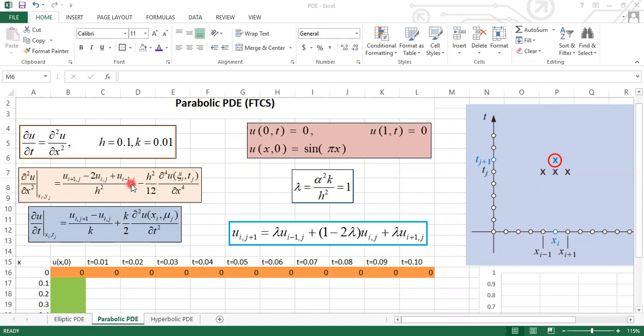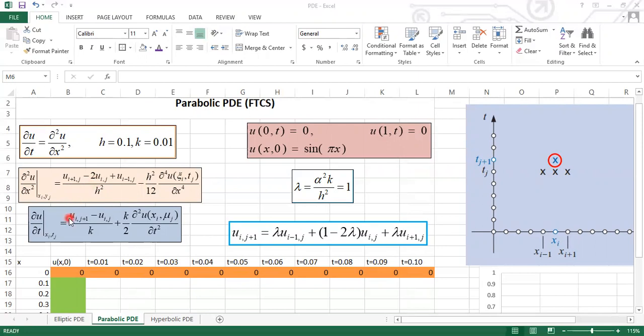We have a central difference form for space. So the second derivative should be defined with this relationship: u i plus 1 j minus 2 u i j plus u i minus 1 j over h squared, with its associated error term, which is of second order. Here the i index refers to x and the j index refers to the variable t.